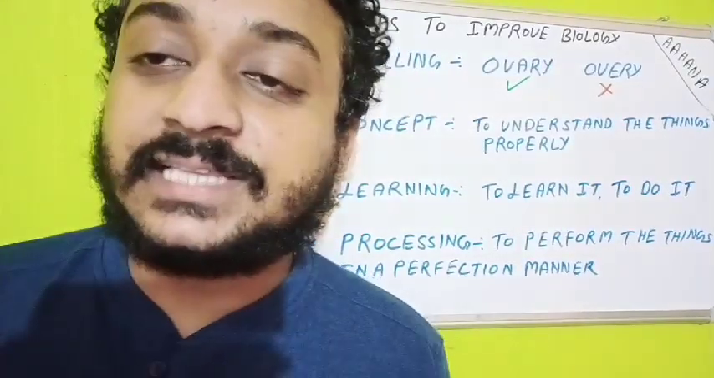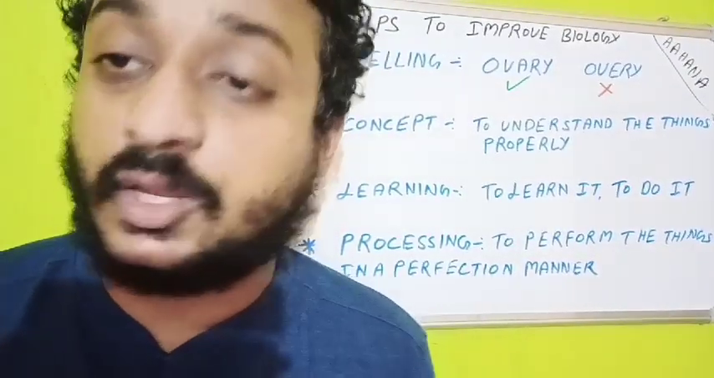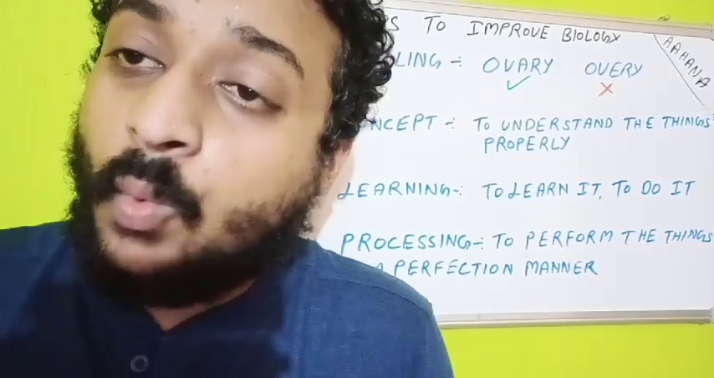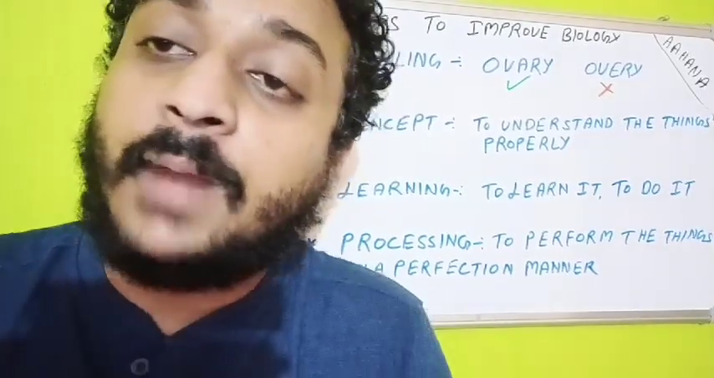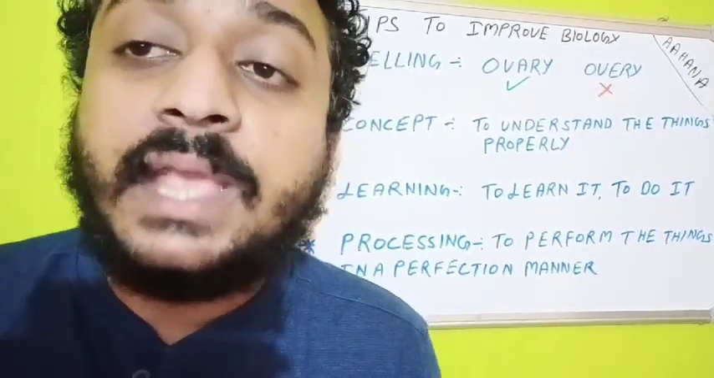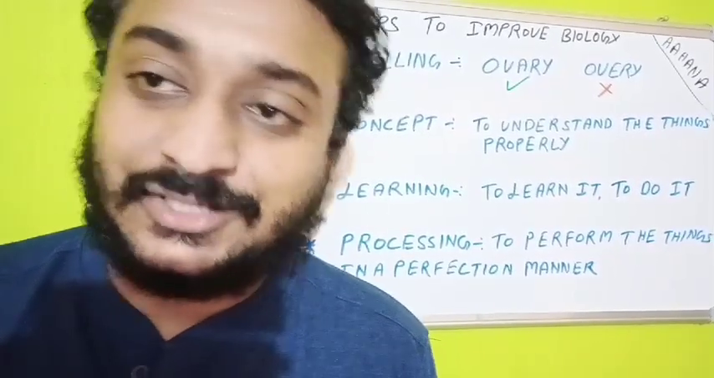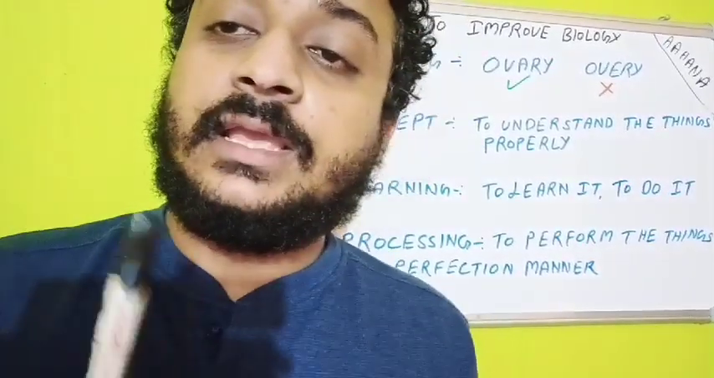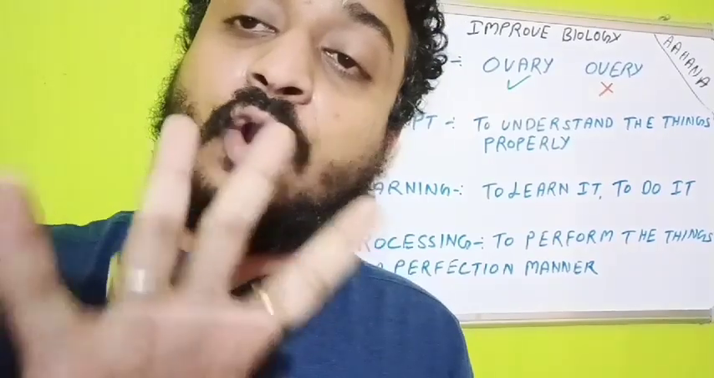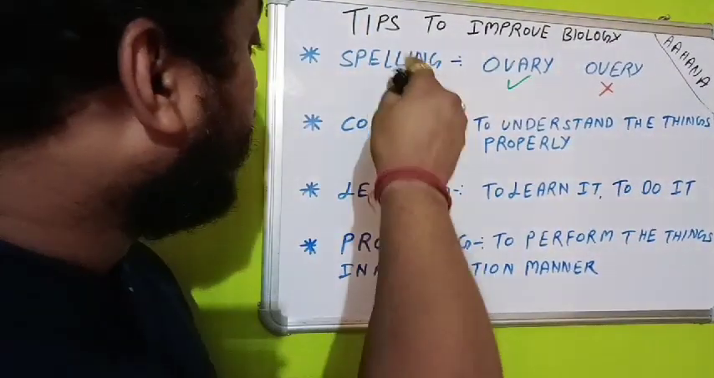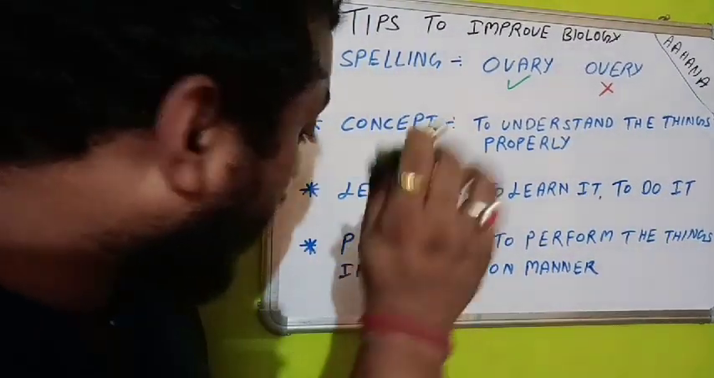Today we will be discussing tips to improve biology. How we shall improve our bioscience and what are the ways to improve it. First of all, we will be focusing on 4 tips today. These are spelling, concept, learning and processing.